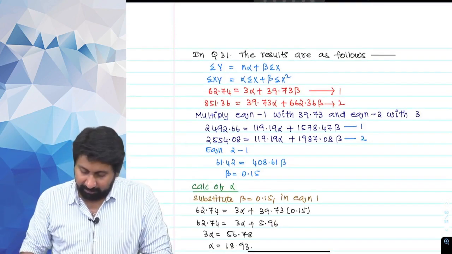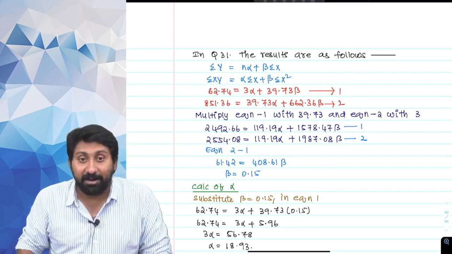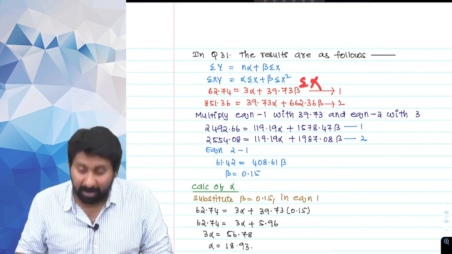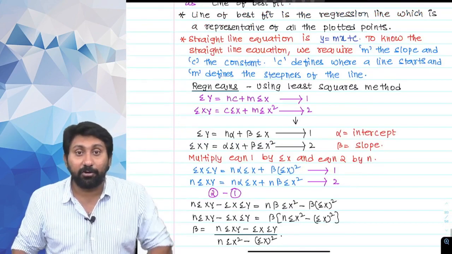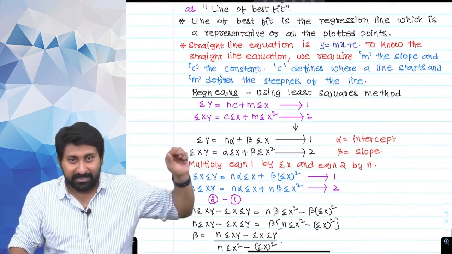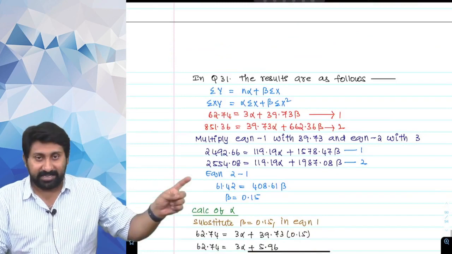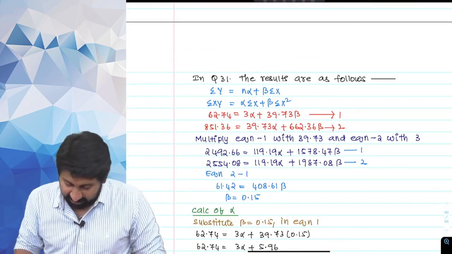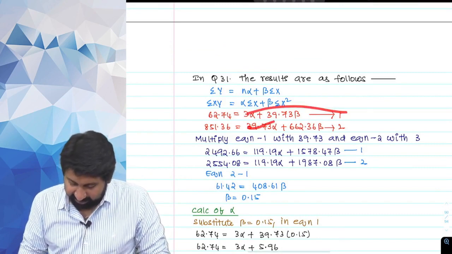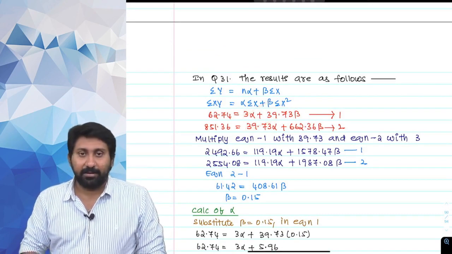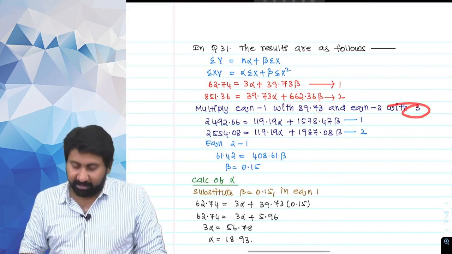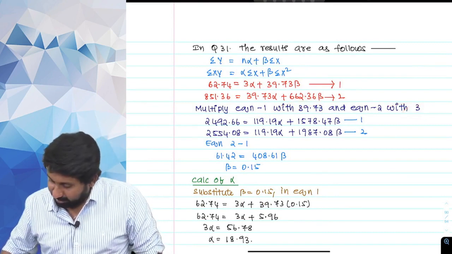Multiply equation 1 with 39.73. Why do you have to apply 39.73? 39.73 is the sigma x. If you know the derivation, you will really understand what is sigma x here. So here you need to multiply with sigma x. I want this and this to cancel. So what you have to do? Multiply this with this and multiply this with this. So automatically the first equation we need to multiply with 39.73, and the next equation with 3. Okay, take calculator.